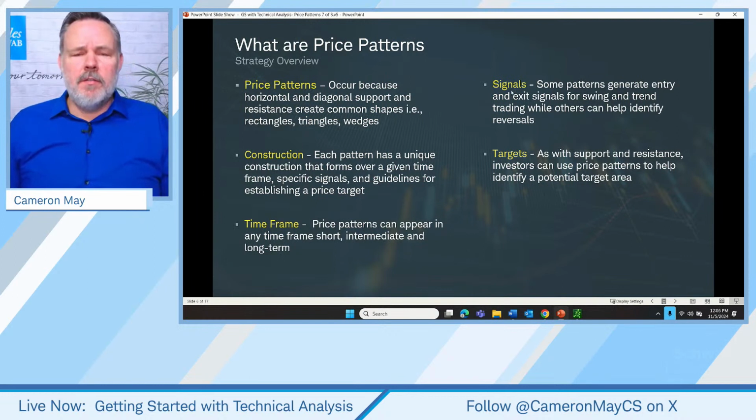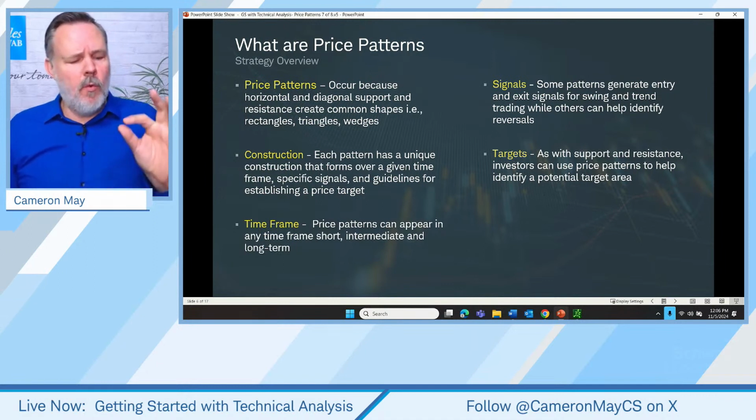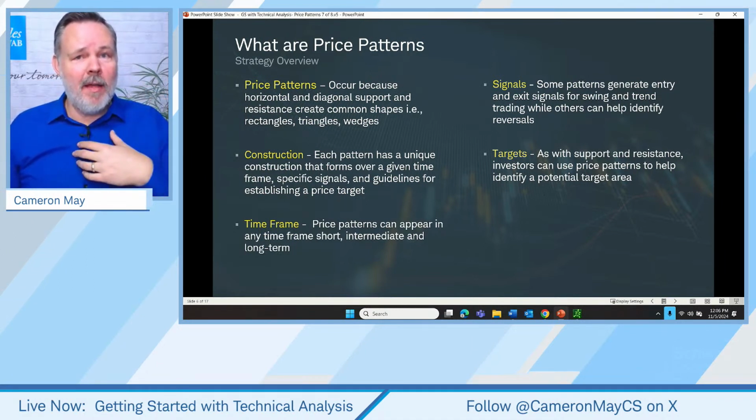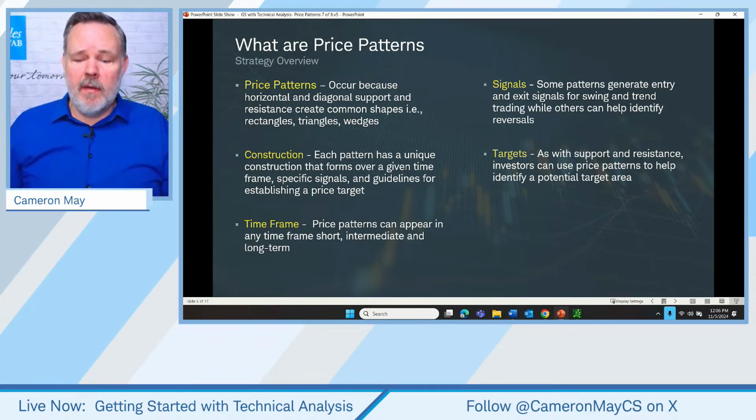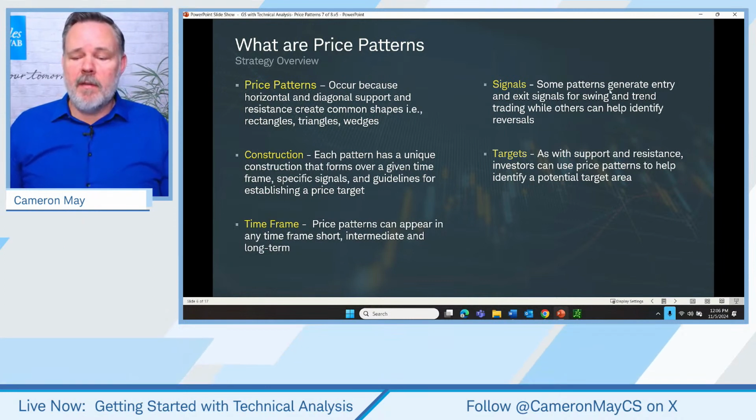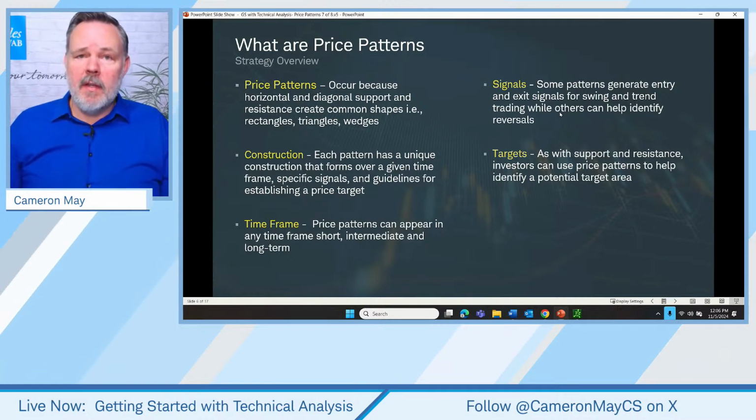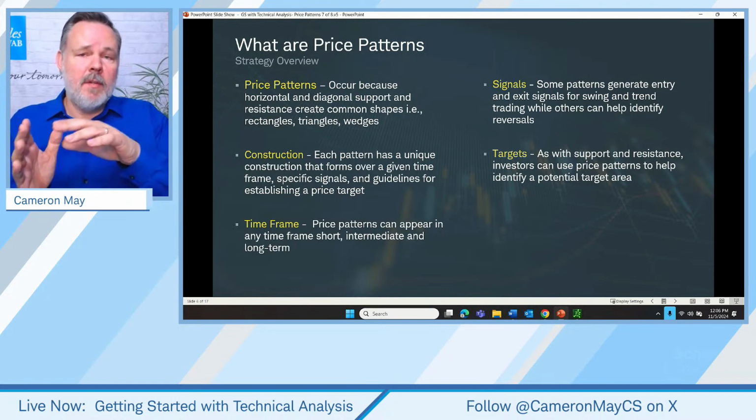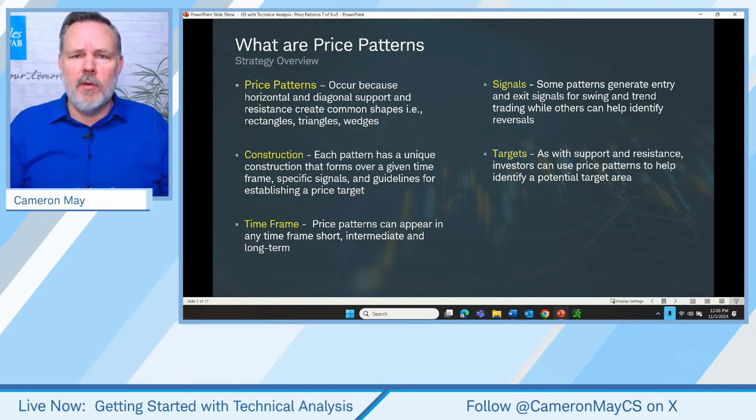But regarding the signals, patterns can generate entry and exit signals. So when to get in and when to get out. And I don't know about you, but to me, that's sort of a full round trip, quite a complete plan for trading stocks. And can they be used for other things? Yep, I'm going to be using stocks anyway. But some patterns can generate entry and exit signals for swing and trend trading, while other patterns can even identify when a stock seems to be reversing from an established trend. So we're going to make trend identification a key element in the discussion of price patterns.